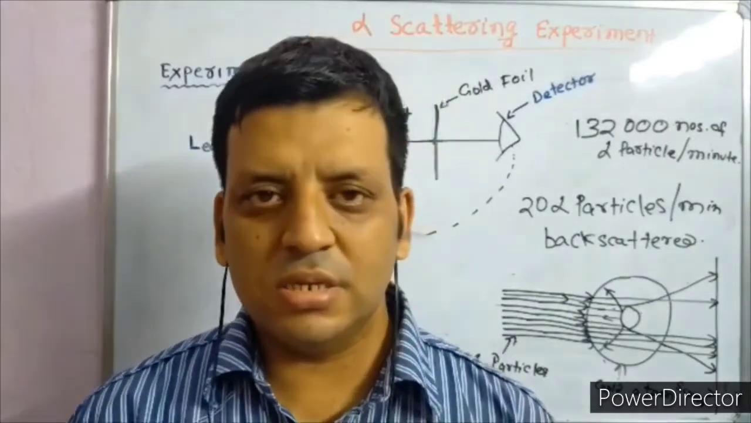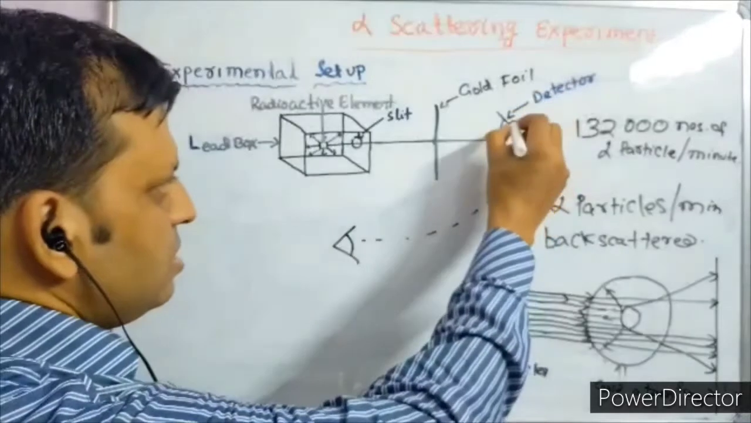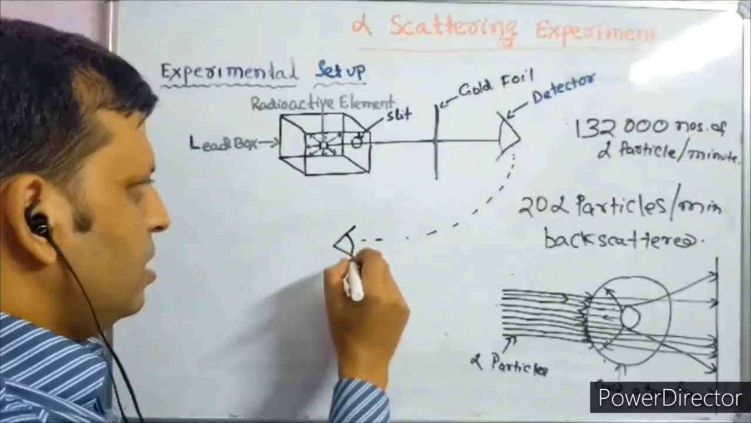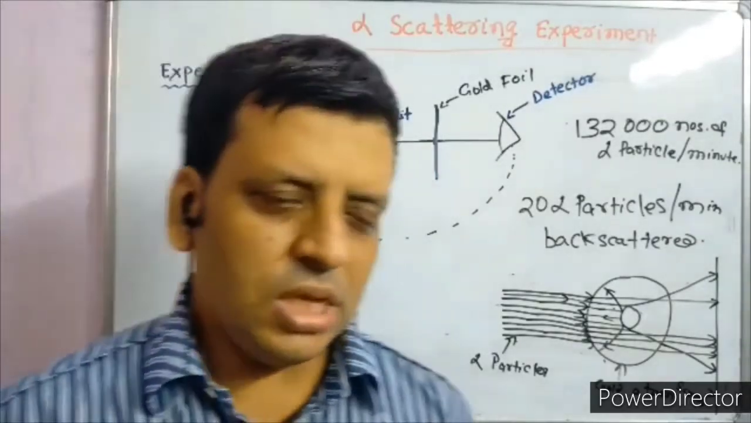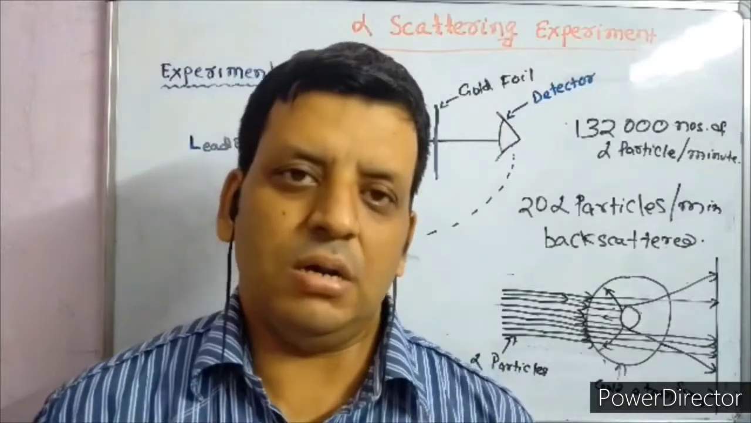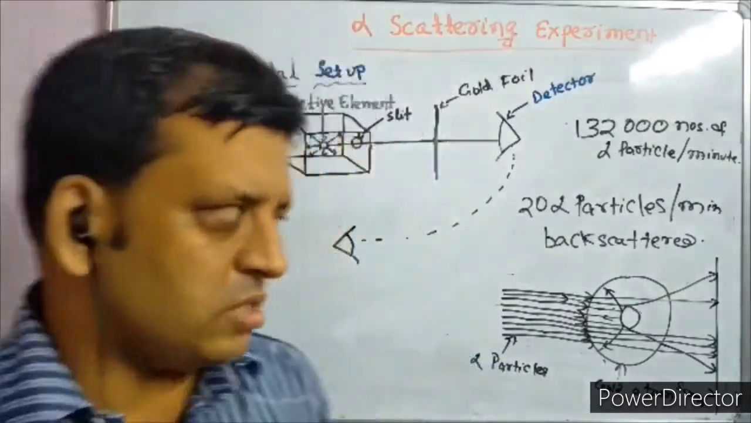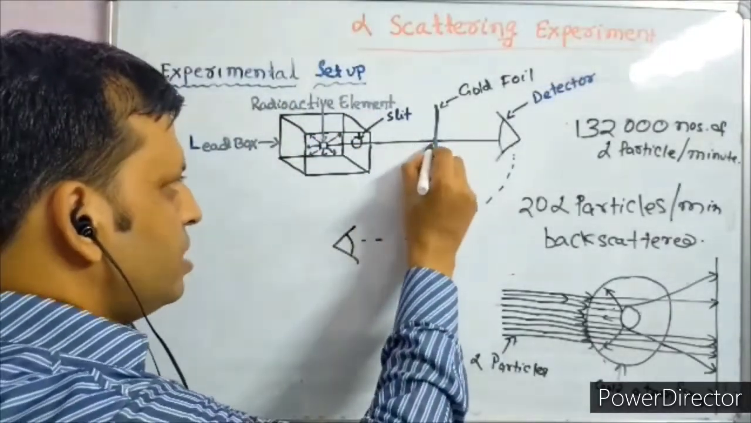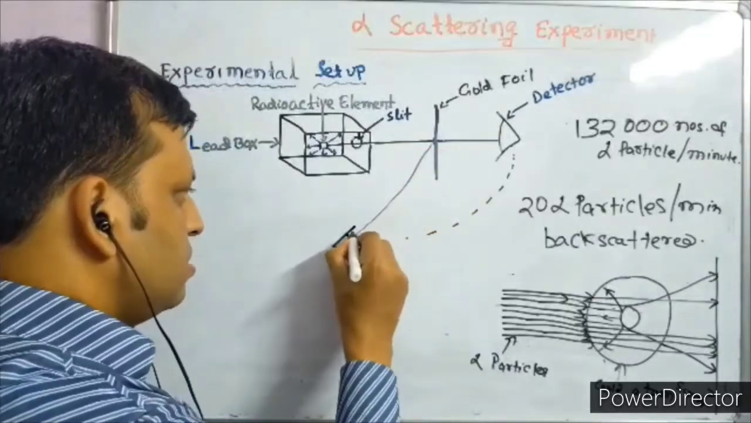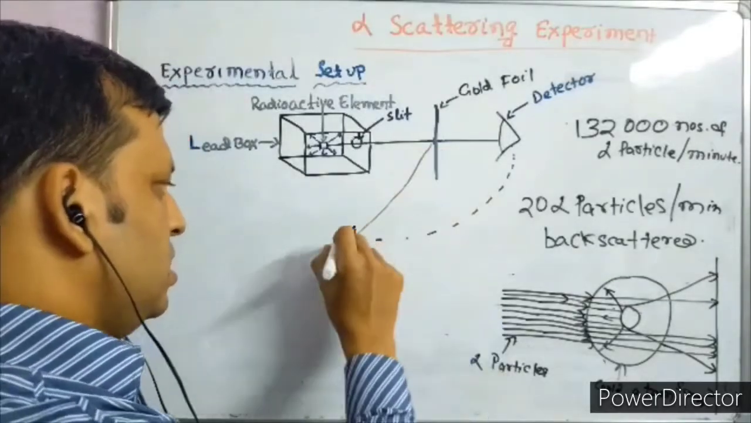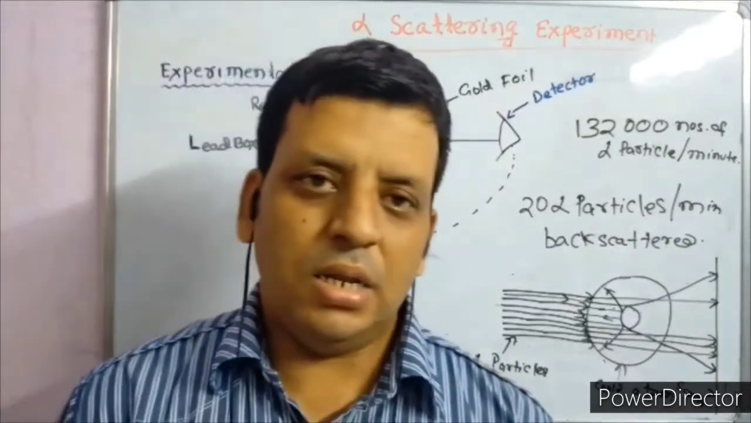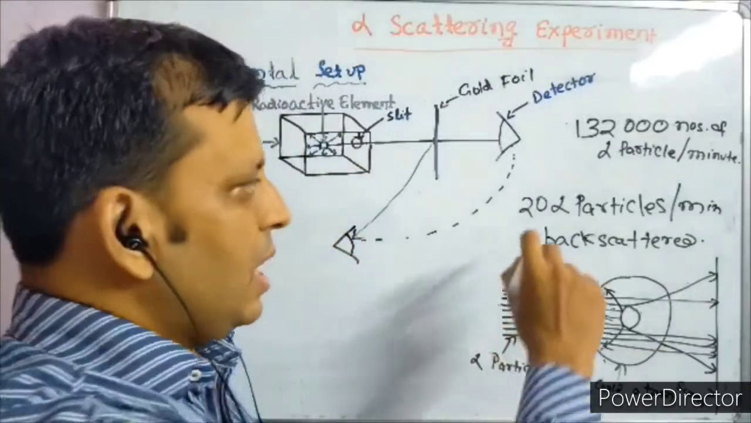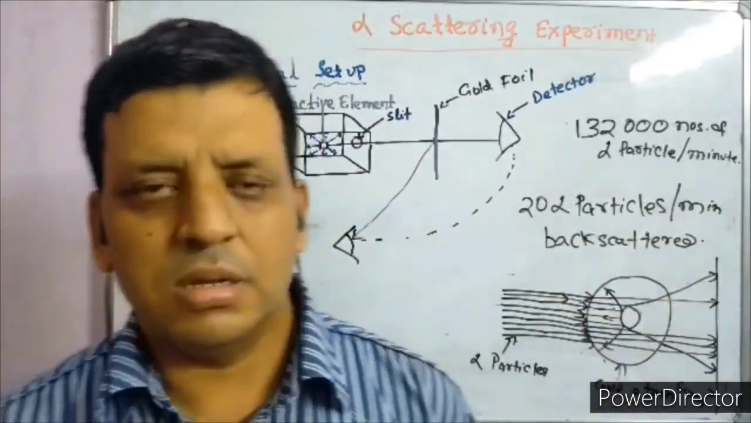Then what did he do next? This detector is a movable detector, so he tried moving this detector over here, and the purpose was to see if there is any backscattering or not. And to his utter surprise, he could see that some of the alpha particles were also backscattered. They struck the detector over here, and a count was taken, and it was found that 20 alpha particles per minute backscattered.